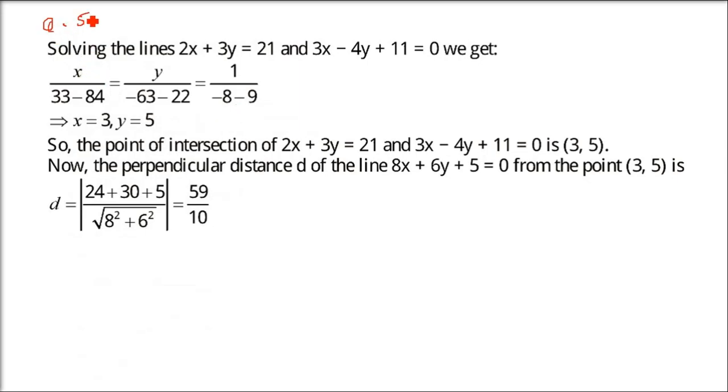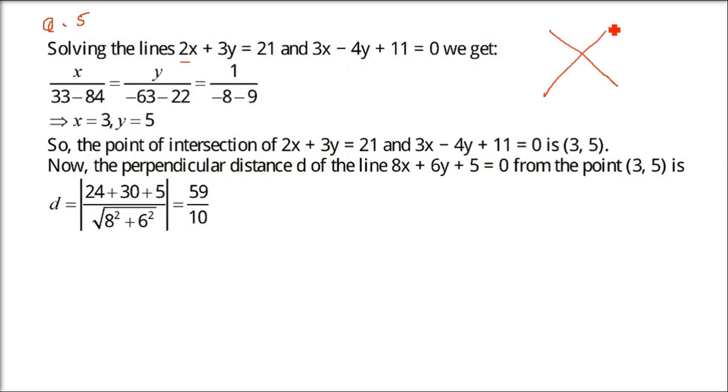This is question number 5. Find the distance of the point of intersection of the lines 2x plus 3y equals 21 and 3x minus 4y plus 11 equals 0 from the line 8x plus 6y plus 5 equals 0. Let me tell you this scenario. There are two lines and these lines have an intersection point.